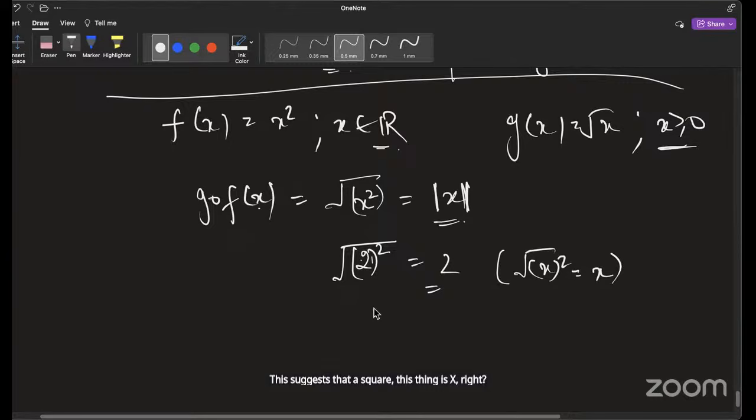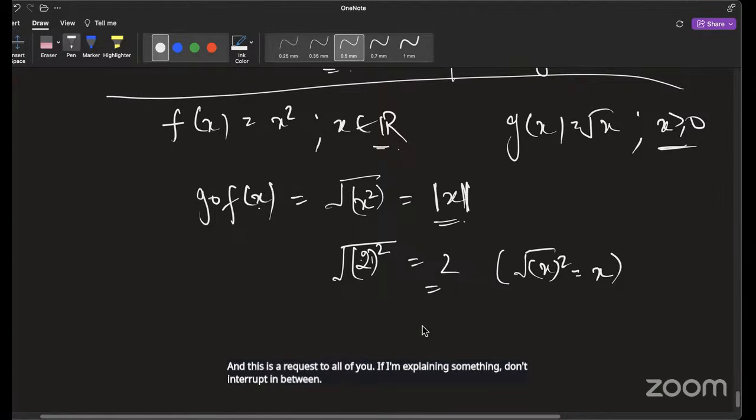Ma'am, why is there mod on x? Because x square. That is what I'm explaining, if you let me. And this is a request to all of you: if I'm explaining something, don't interrupt in between. Because almost all the time, the question that you're asking is what I'm going to explain next.